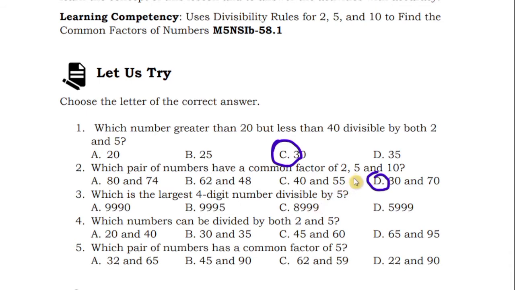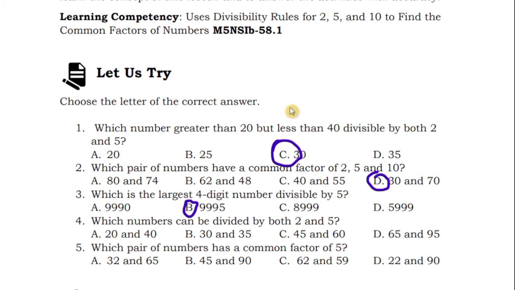Okay, number 3, which is the largest 4-digit number divisible by 5? Again, which is the largest 4-digit number divisible by 5? A is 9,990. B, we have 9,995. C is 8,999. D is 5,999. So the answer of this is B.